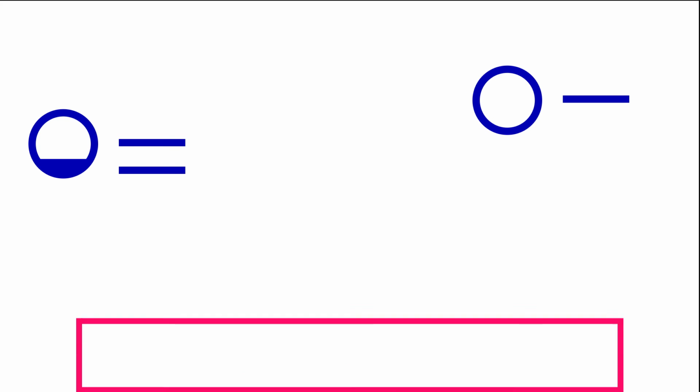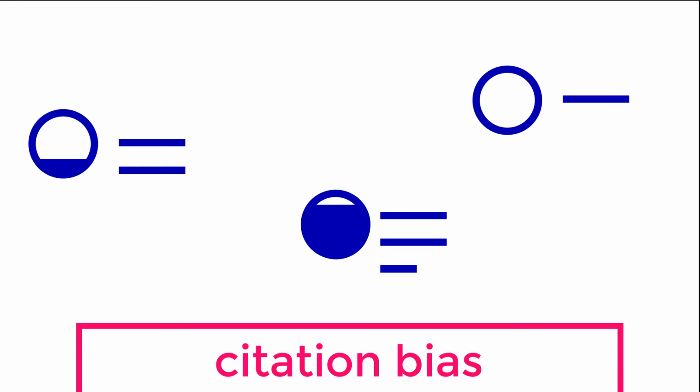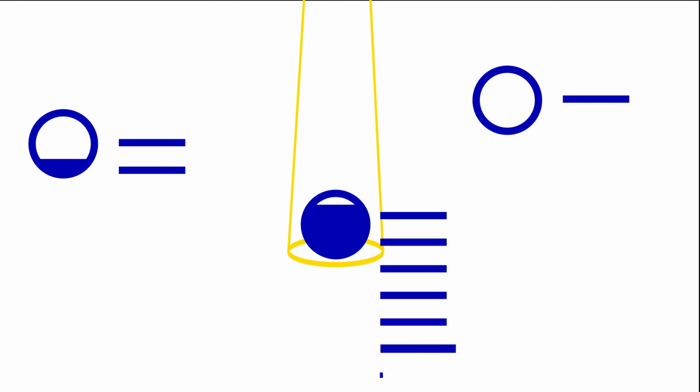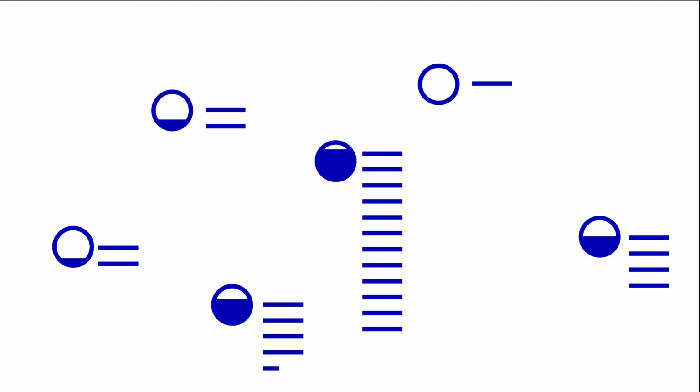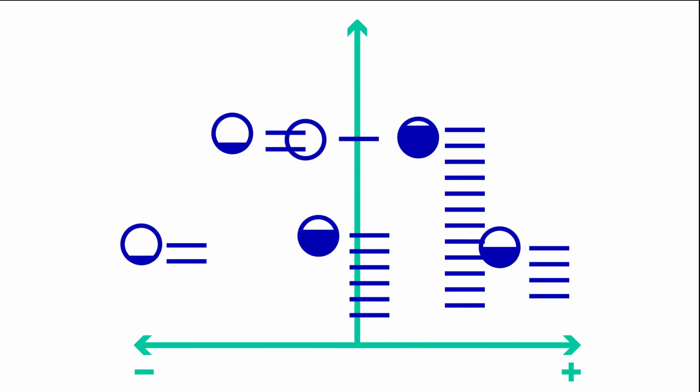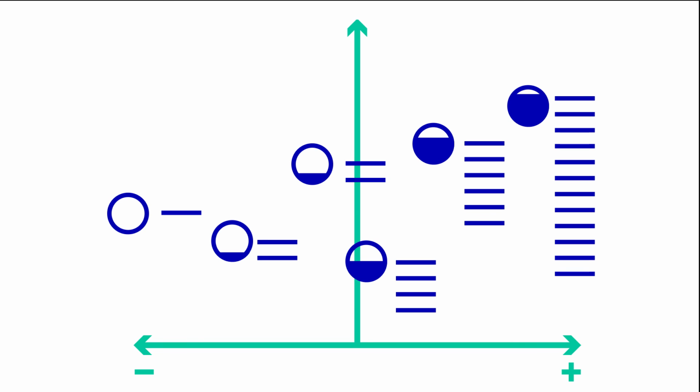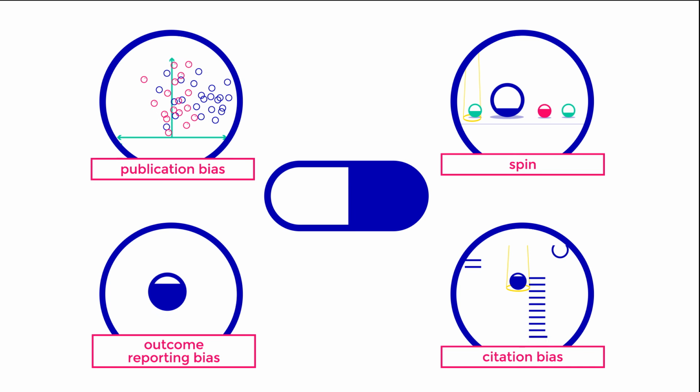Citations to an article determine how visible that study is in the evidence base. Citation bias occurs when statistically significant studies are cited more frequently than non-significant studies. A disproportionate number of citations to positive studies leads to studies with non-significant results being less visible. This distorts the apparent effectiveness of a treatment.